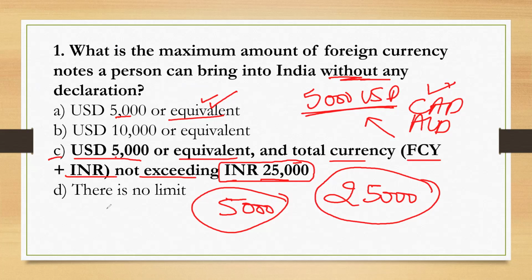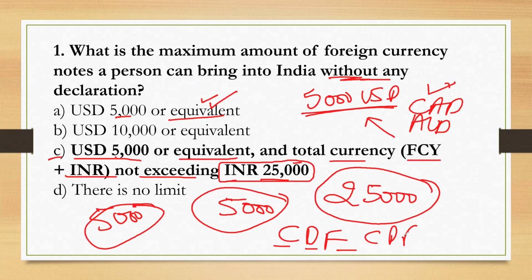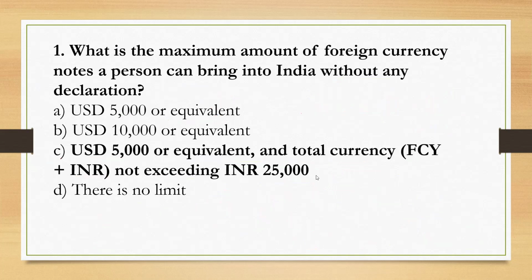So if the amount is more than 5,000, what will happen? The person has to give the CDF form, currency declaration form. This currency declaration form, they have to submit at the customs. Okay, they have to submit at the customs, then only they can bring that amount in India. Let's see the next question.